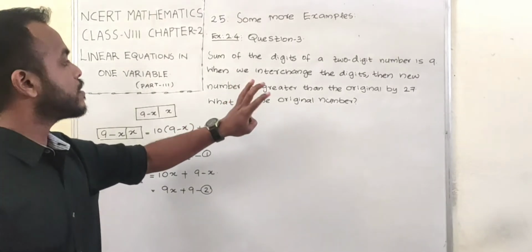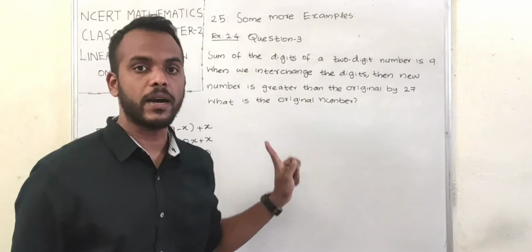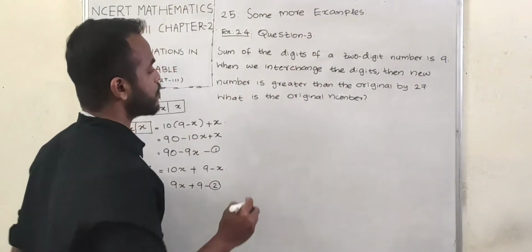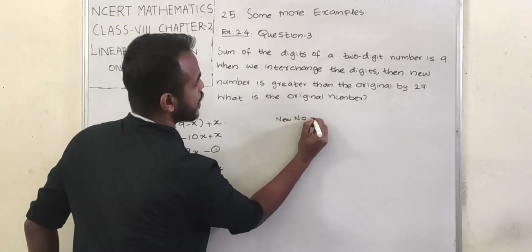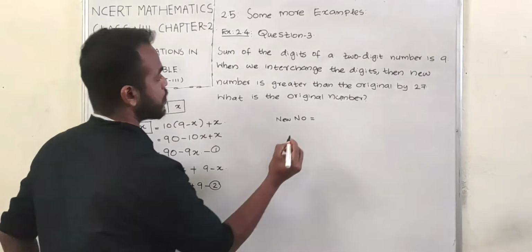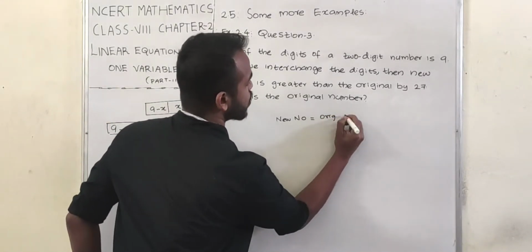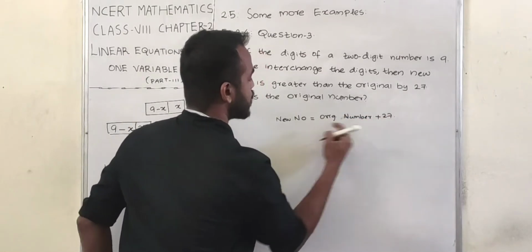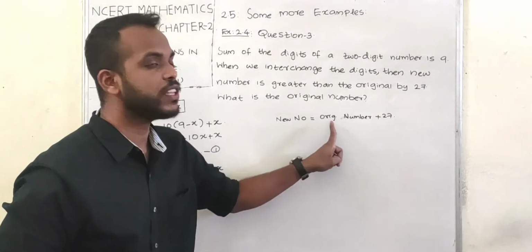Now, what's the further statement given? Then new number is greater than the original by 27. So once again, new number is greater than the original number by 27. So I am going to write: original number plus 27 will give us the new number. So new number is bigger by 27 than the original number.